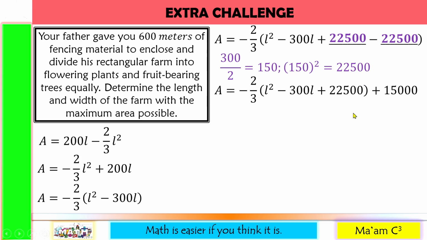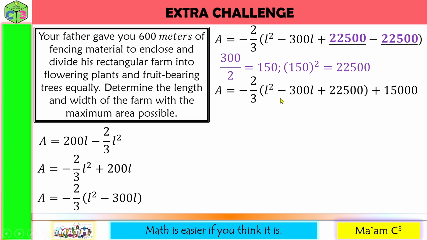Let me just make this clear once more. So I have here negative 2/3. And then this portion is my PST, my perfect square trinomial. And again, the 15,000 comes from negative times negative is positive. 2 times 22,500 is 45,000. Divided by 3 is 15,000.